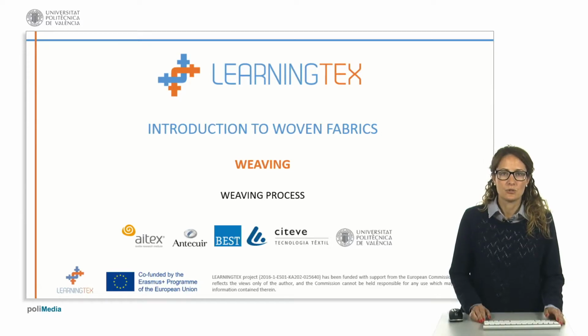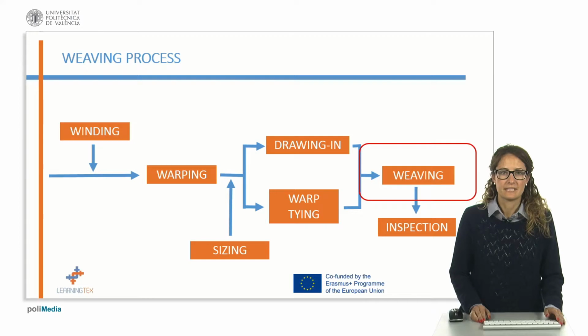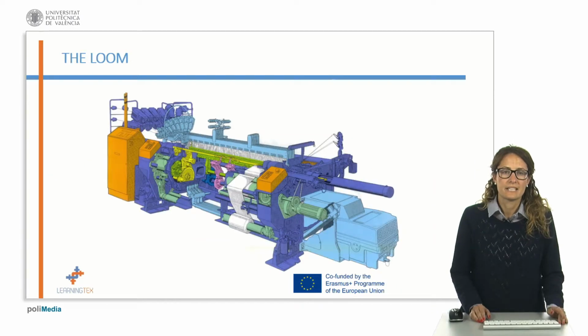Now we are going to show the weaving process. Before weaving, the preparation of warp and weft and the incorporation of these yarns to the loom have to be carried out. The loom is the principal machine of the weaving process, and we need to know its principal characteristics to be able to design fabrics.